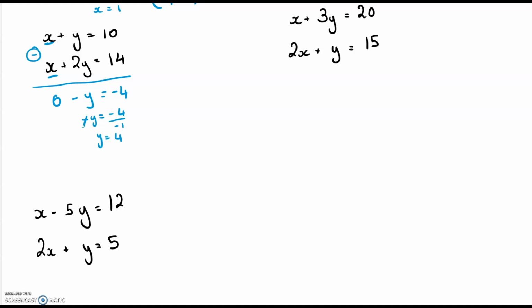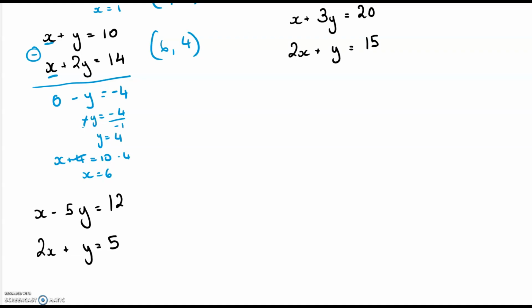Right, last thing is I want to find x, so I'm going to sub that y back into equation 1, so I end up with x plus 4 equals 10. Minus the 4 off, so x equals 6, and my solution is x is 6, y is 4.